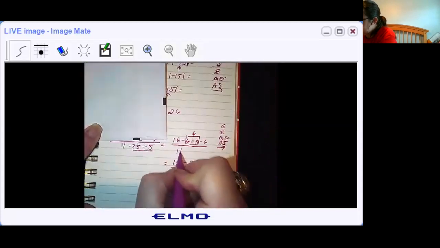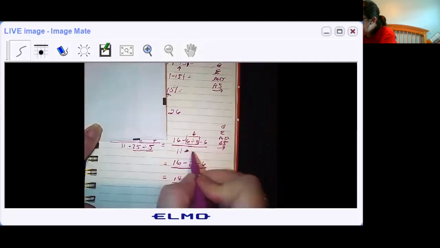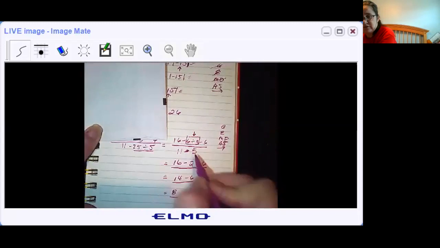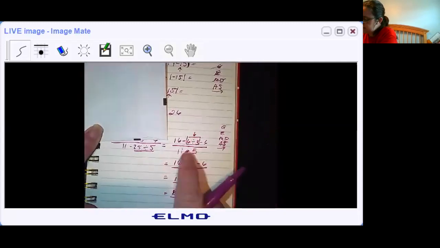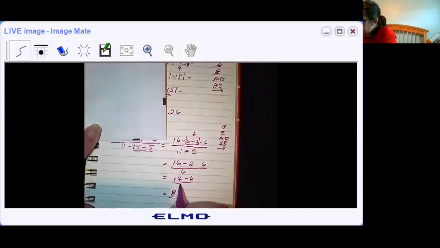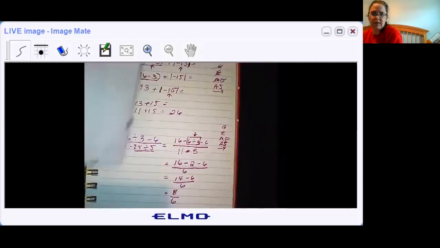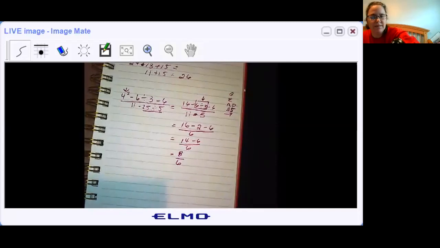So I've got 11 minus something. 25 divided by 5 is 5, one of those cool facts. Now I've got to do 11 minus 5. 11 minus 5 is 6. Now, I carry that through because I'm done. Now let's look at this very bottom. My final answer is 8 divided by 6.